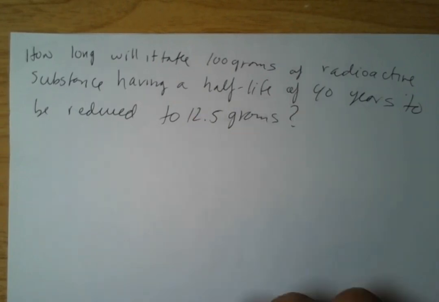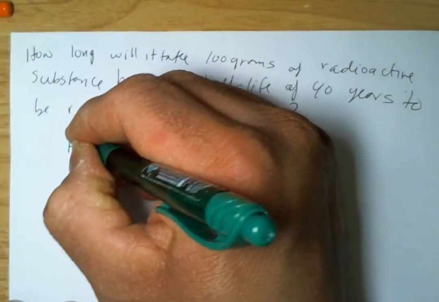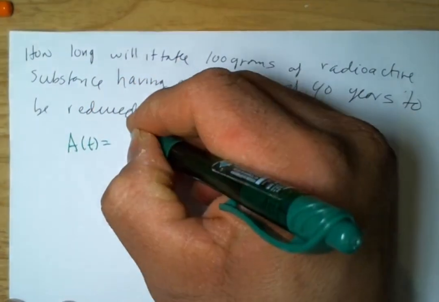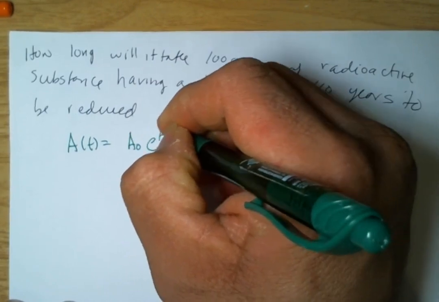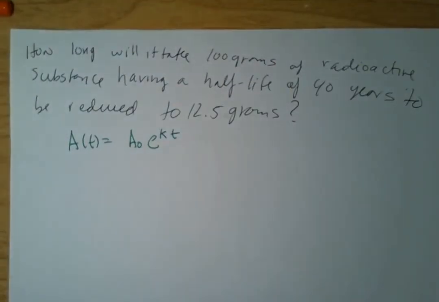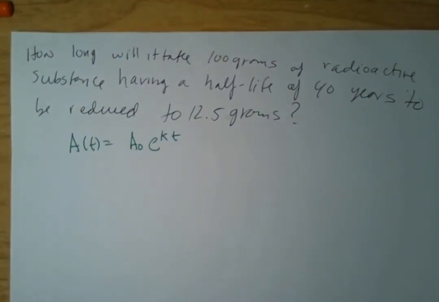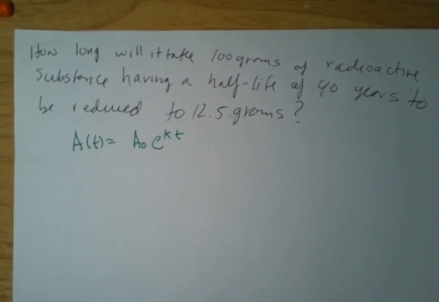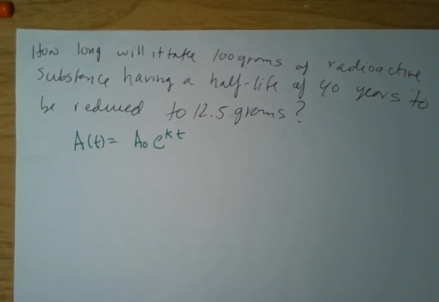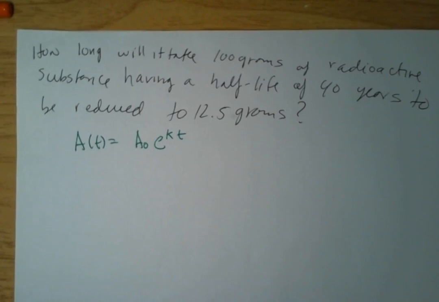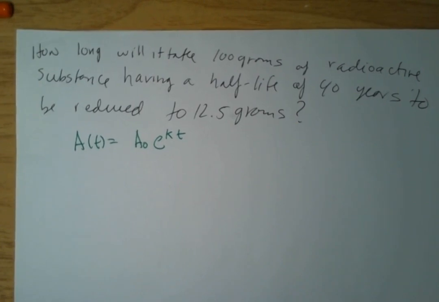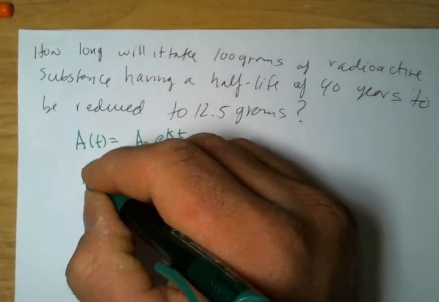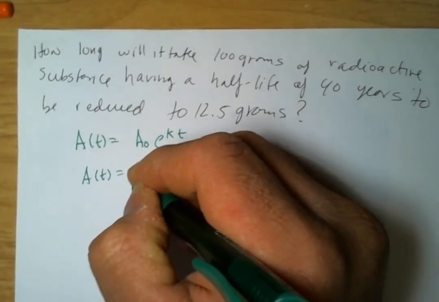So what we have here is the model is still the same: A of t is equal to A naught e to the kt. And here it looks like t is going to be in years. That seems to be the way to go about it. And we're given our initial amount is 100, so we can even plug that in here.